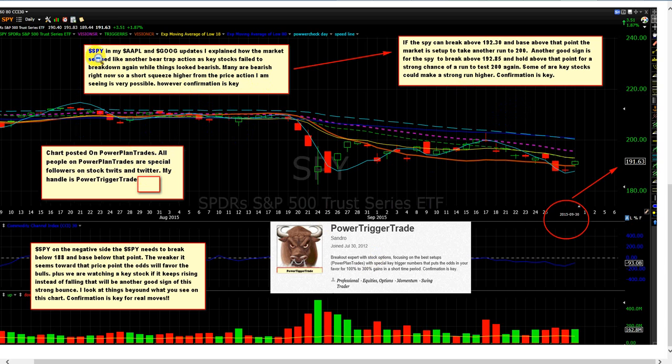100C. SPY. In my Apple and Google updates, I explained how the market seemed like another bear trap action, as key stocks fail to break down again while things look bearish. So what I'm saying is that through my scans, even though the market was bearish, and I even look at the sentiment on StockTwits, there was extreme bearishness by just about everybody.